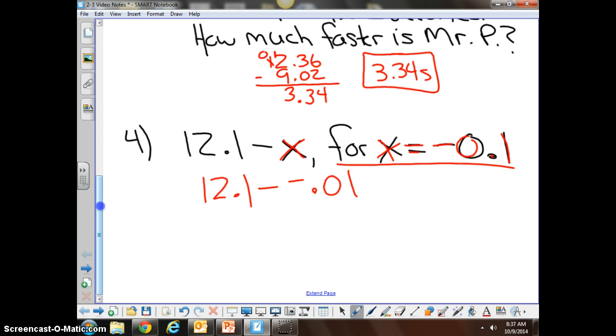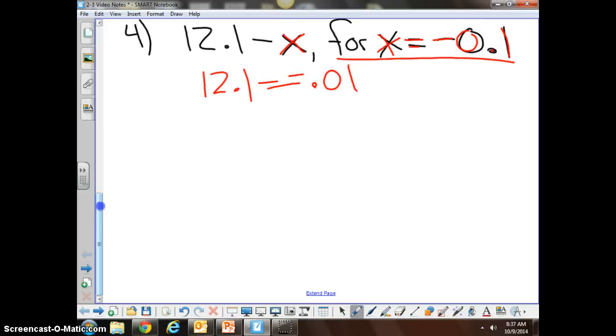Uh-oh, we have two signs next to each other. We know that when we have two signs next to each other, we need to rewrite the problem so that we only have one. It makes it less confusing. 12 and 1/10 plus 0.01 or 1/100th is our new problem, because when you have two negatives next to one another, they become positive.